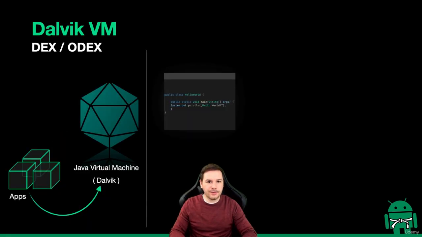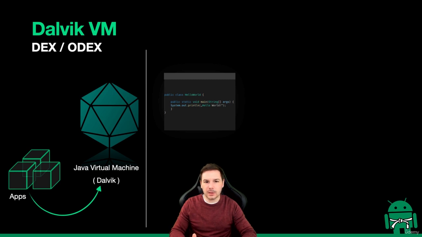Alright, on the left we have our Android applications, and those Android applications are written in Java, and this code gets loaded into the Java virtual machine. But on the Android platform it's related to the Dalvik virtual machine. And there's a difference between our normal Java and this type of Java. And this is something we want to figure out right now.